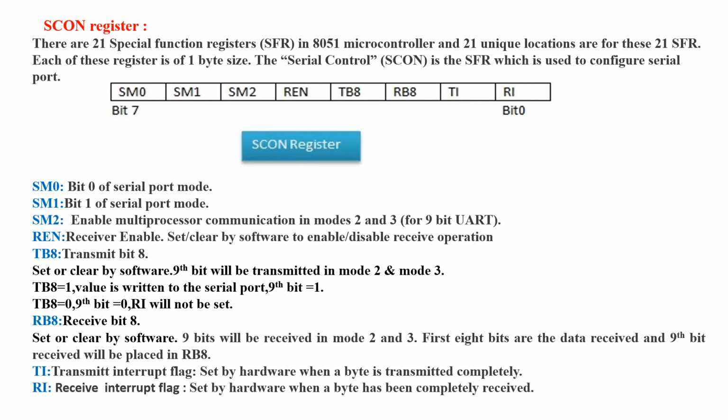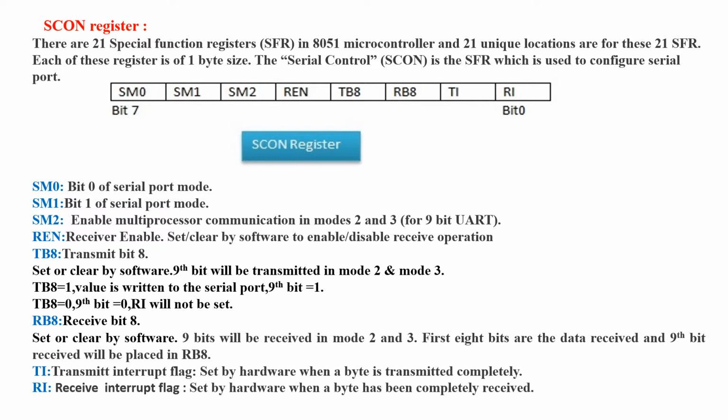SM2 is bit 2 of serial port mode, and it is used to enable multiprocessor communication in modes 2 and 3. Generally, it is used for 9-bit UART. REN is called the receiver enable. It is set or cleared by software to enable or disable the receive operation. TB8 is transmit bit 8. It is set or cleared by software.